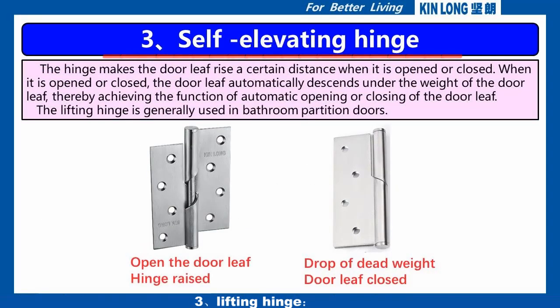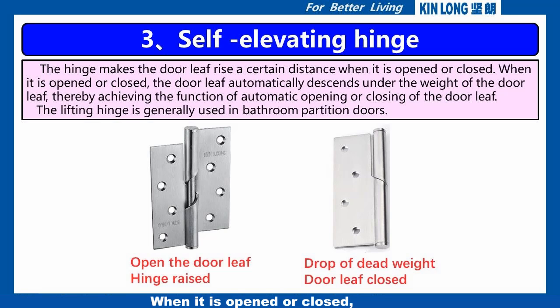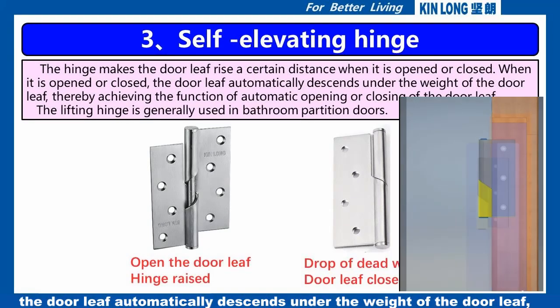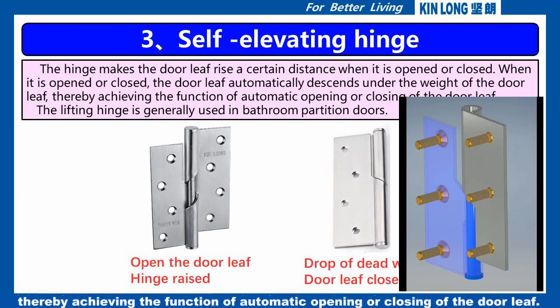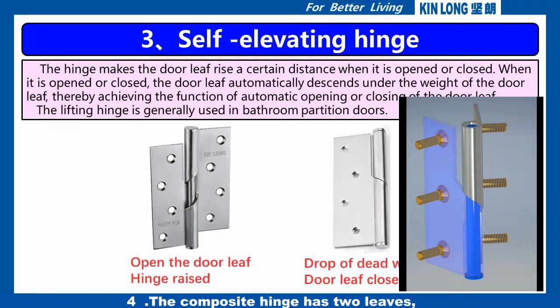3. Lifting hinge. The hinge makes the door leaf rise a certain distance when it is opened or closed. When it is opened or closed, the door leaf automatically descends under its own weight, thereby achieving the function of automatic opening or closing of the door leaf. The lifting hinge is generally used in bathroom partition doors.